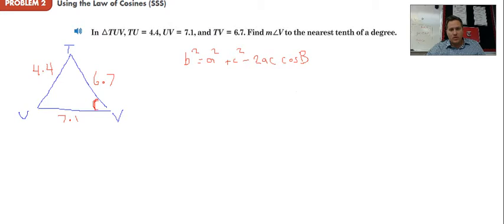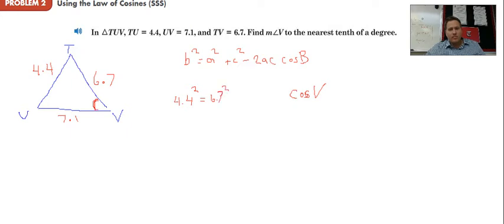Cosine of V, that's what we're trying to find out. V is always opposite the side we use for b. In this case it was b squared and cosine V. We know the side opposite is 4.4. If I have 4.4 for my B, then the other two sides are the ones I'm plugging in for A and C, and it doesn't matter the order that I plug them in.